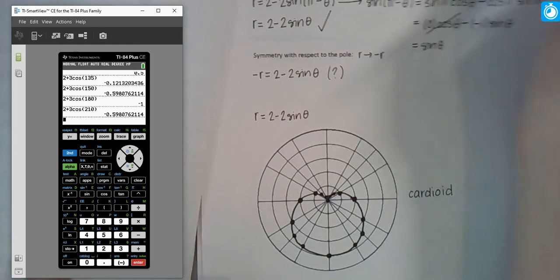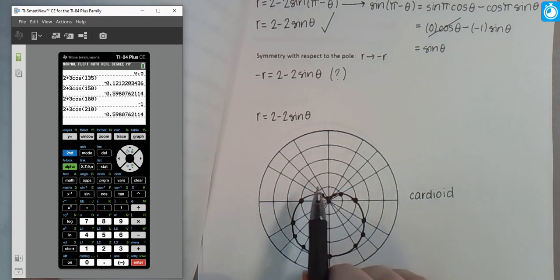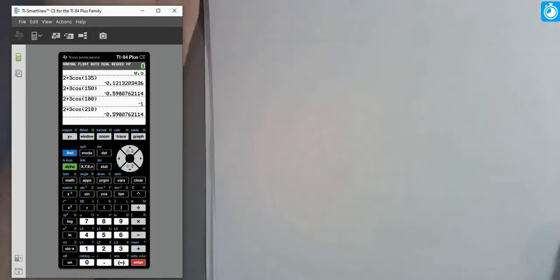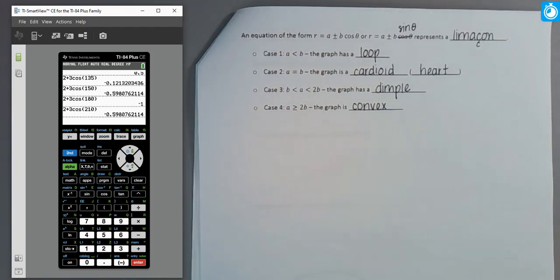So it would basically look like an egg. We have a flat spot on the bottom, and then it essentially looks like a circle for the rest of the graph with that flat spot on the bottom. So we would say it's a convex limaçon. So anytime we have an equation of one of these two forms, we're going to expect one of these 4 variations just based on the values we see.